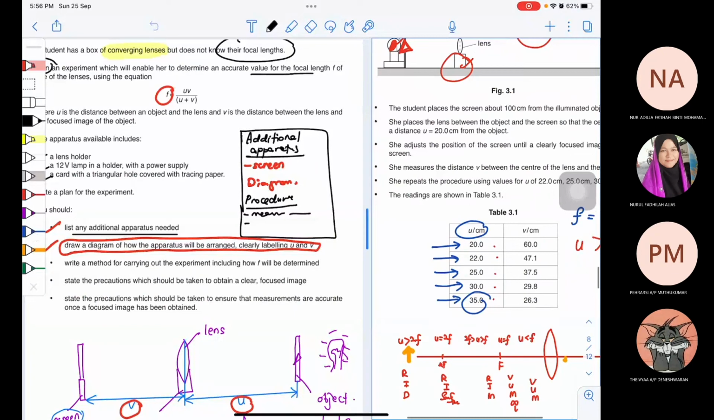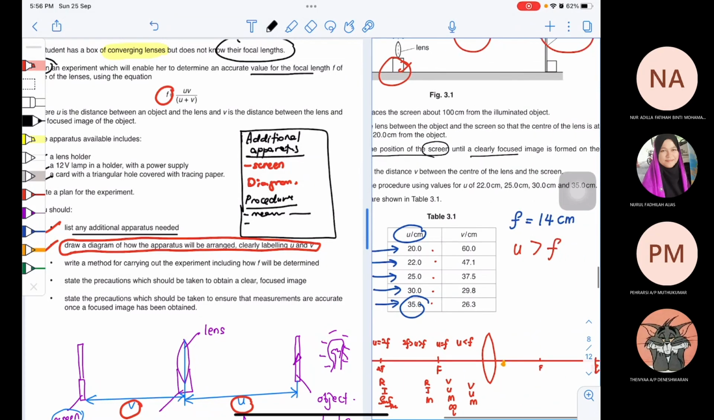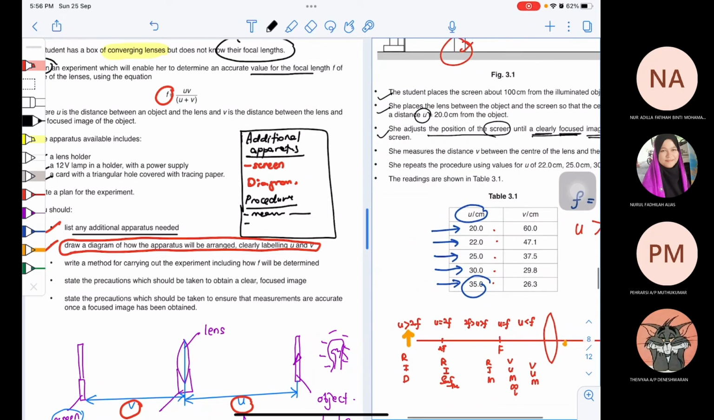Ni jawapan-jawapan dia. Places the lens. So, dapat U. And then adjust screen slowly until clearly focus. Ni term-terms yang kena ada. Clearly focus image formed. And then measure. You kena bagi tahu you measure. What do you measure? You measure V.